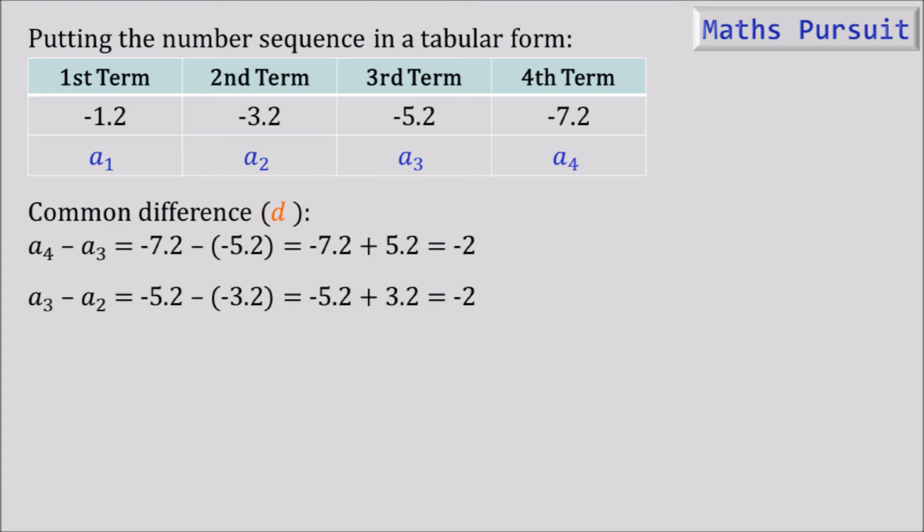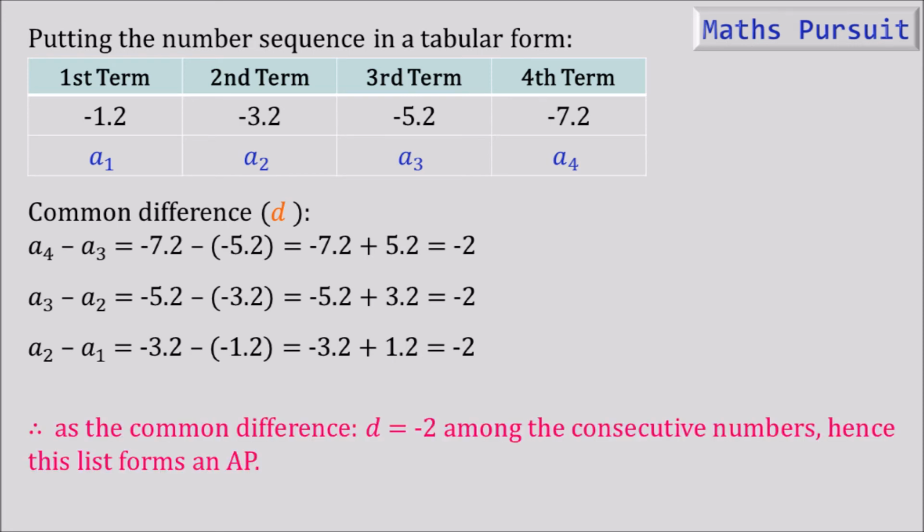Similarly, third term minus second term, that means A3 minus A2, is equal to minus 5.2 minus minus 3.2, that is equal to minus 5.2 plus 3.2, that is equal to minus 2. Similarly, A2 minus A1 is equal to minus 3.2 minus minus 1.2, that is equal to minus 3.2 plus 1.2, that is equal to minus 2. So guys, we could see that we are getting a single common difference, that is minus 2, minus 2, minus 2 in each of the consecutive numbers.